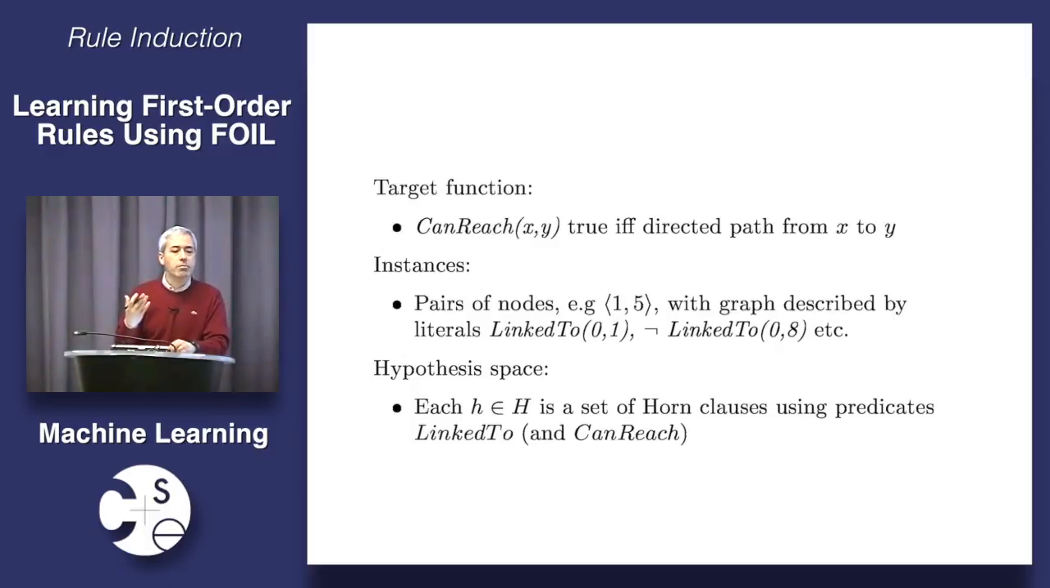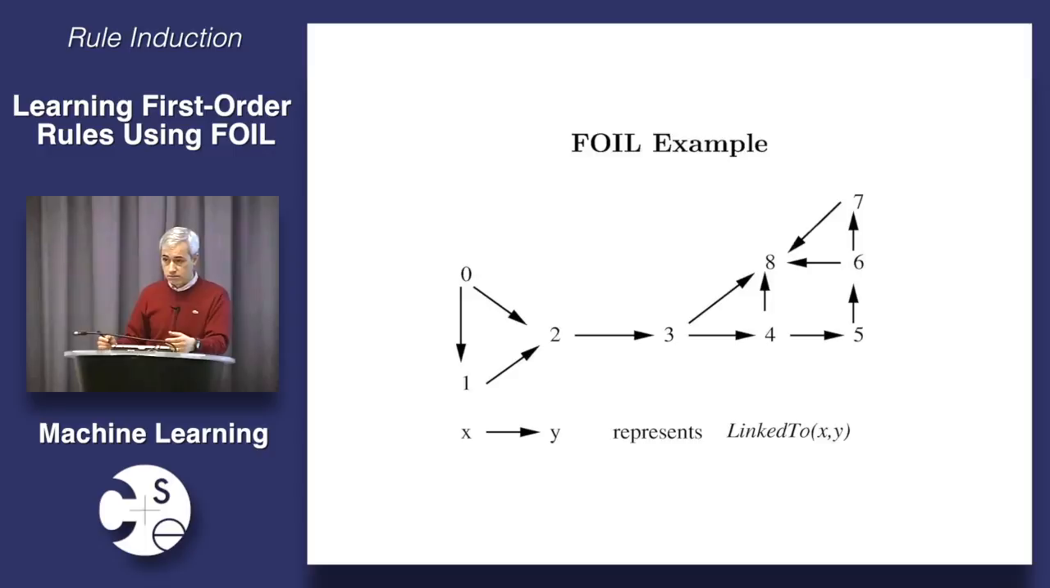So now what are the hypotheses that I'm going to make, right? They're going to be rules that have can reach as the consequent, right? This is what I'm trying to predict, right? And what can they have in the antecedent? What literals can they have? Or what predicates can appear? Right, so I'm trying to predict can reach using what? X, Y, and can reach. Sorry, X, Y, and link to.